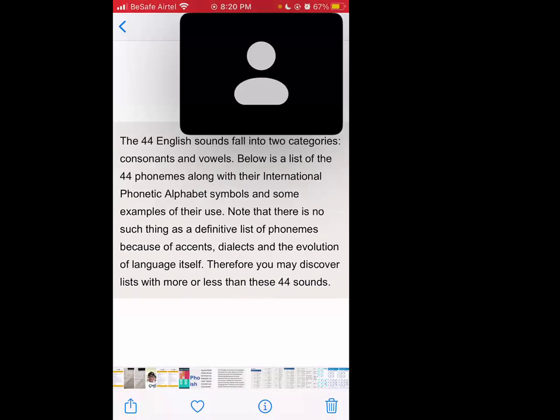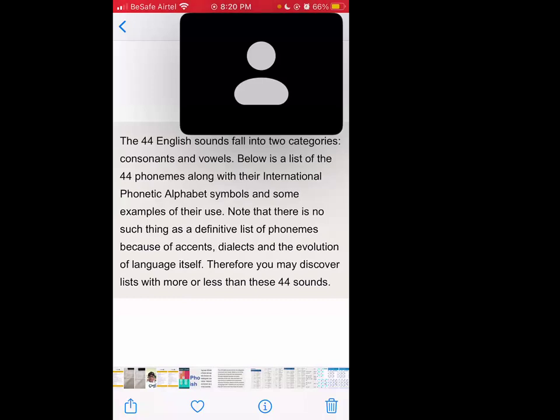Now, the 44 English sounds fall into two categories. We have consonants and vowels. Below is a list of the 44 phonemes along with their International Phonetic Alphabet symbols. These are called the International Phonetic Alphabet, okay? IPA. So if you hear that somewhere, as far as the English language is concerned, just know that it means International Phonetic Alphabet symbols, and some examples of their use.